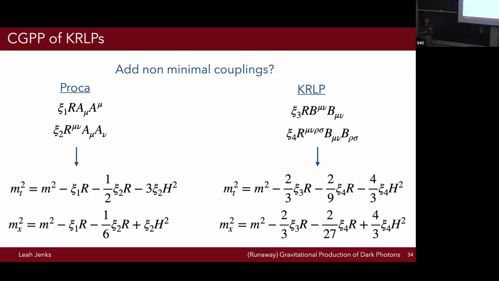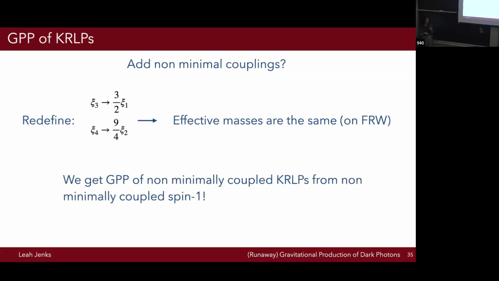So you'll notice that these look very similar. And so you can actually just redefine the coupling parameters to write these in the same way. And so the effective masses are actually the same on FRW, even though we now have this coupling to the Riemann tensor. And that's true on FRW, but would not necessarily be true on generic spacetimes. So for this Kalb-Ramond field, even when we have the non-minimal couplings, the GPP remains the same. And so everything I just said for Proca with non-minimal couplings also applies here.